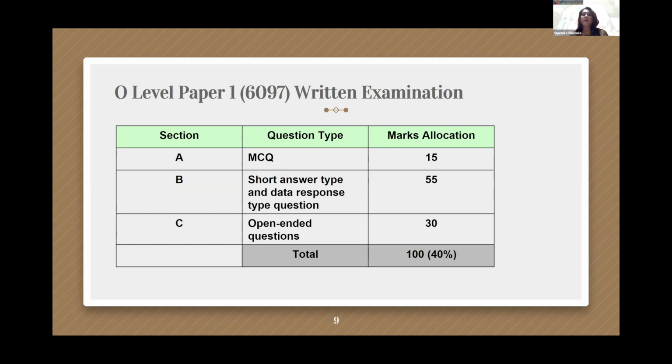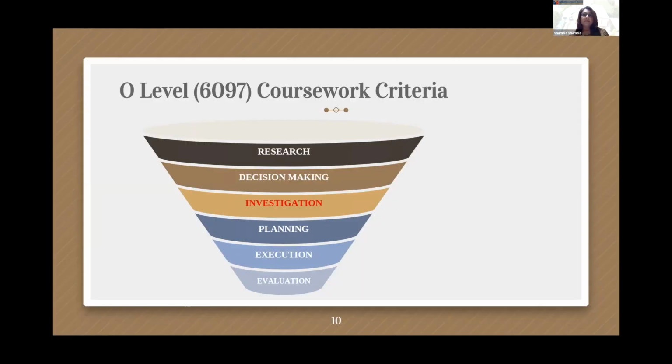Section C will be open-ended questions. So this is where you'll be writing your essays. And again, there are 6 components like the normal academic stream. However, I would like to talk a little bit more about the investigation component. This is slightly different from the normal academic course, which is called exploratory study.